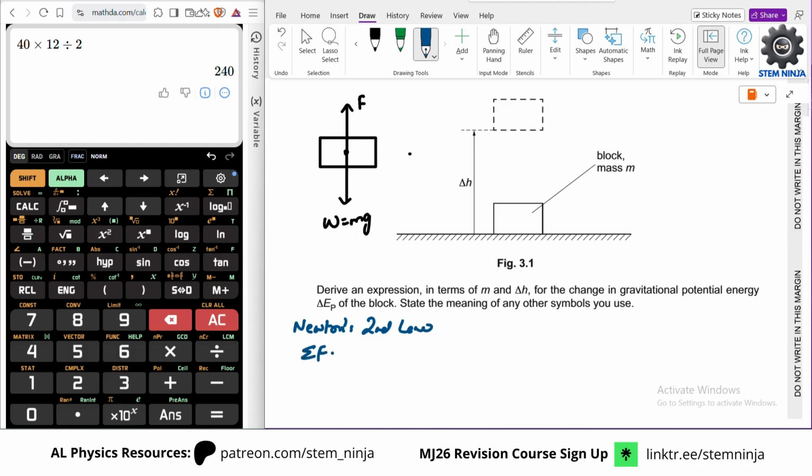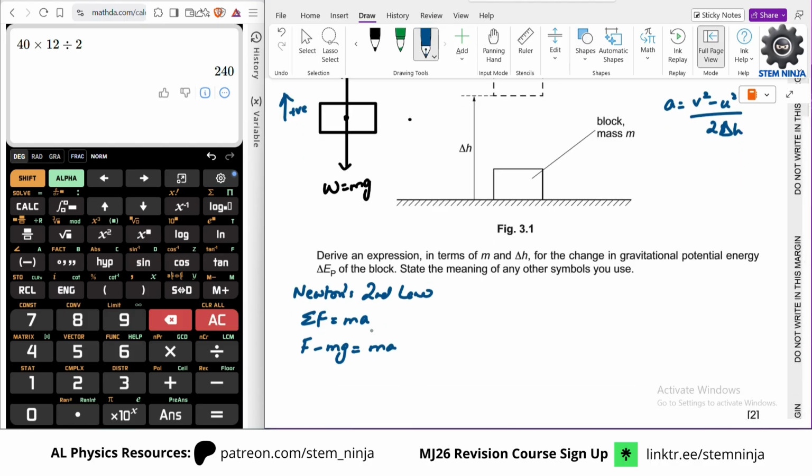you would have sum of forces equals to ma. Sum of forces F minus mg. Why? Because we take upwards direction to be positive by convention, equals to ma. And a can be written as v squared minus u squared over 2s, 2 delta h in this case. So F minus mg equals to half delta h, or m, v squared minus u squared.